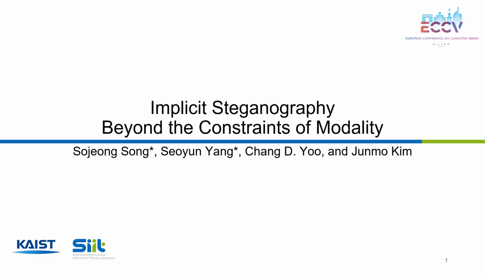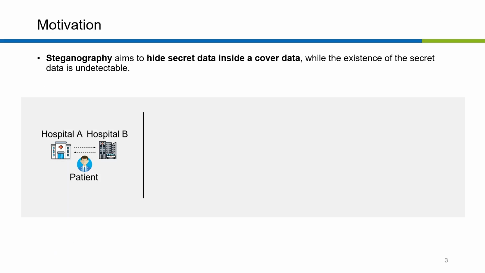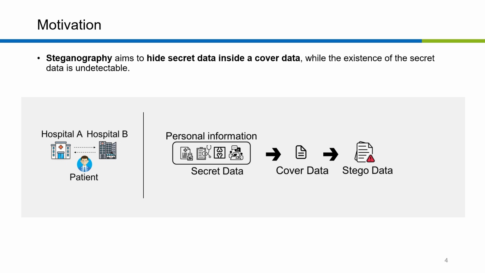This video explains the paper titled, Implicit Steganography Beyond the Constraints of Modality. Steganography aims to conceal secret data within cover data in a way that keeps the existence of the hidden information undetectable. For example, when hospitals need to share patient information, it is crucial to hide it to prevent unauthorized access.